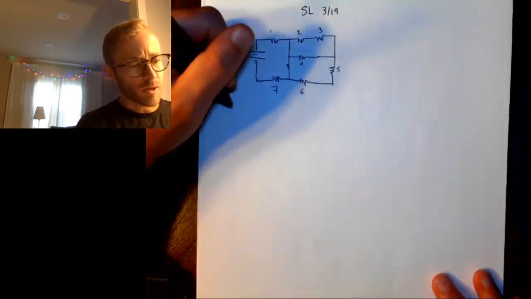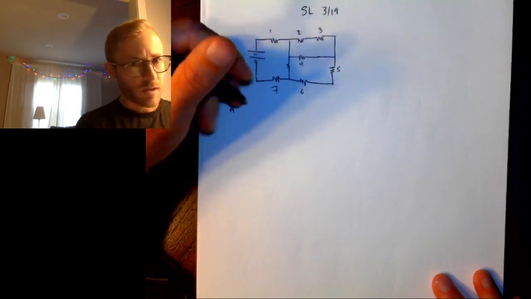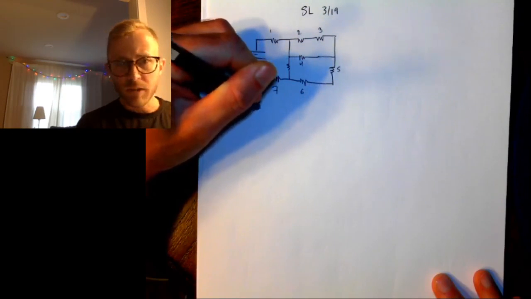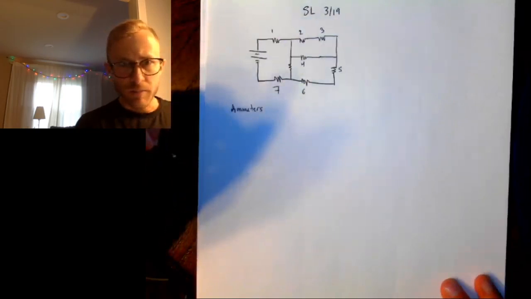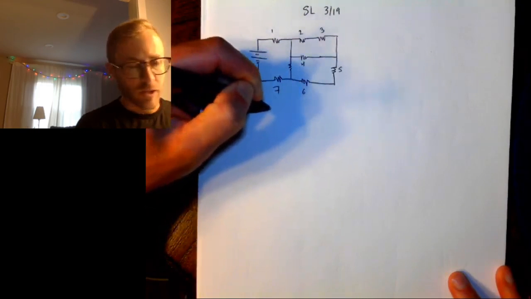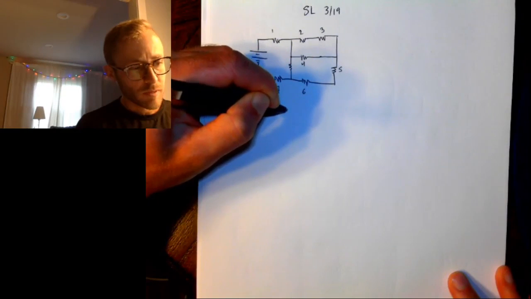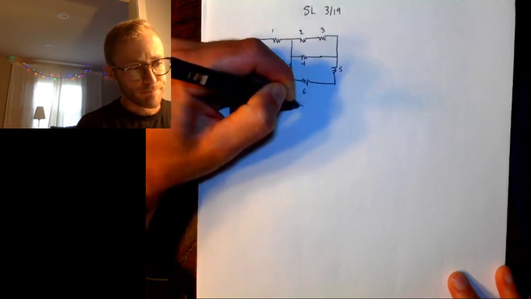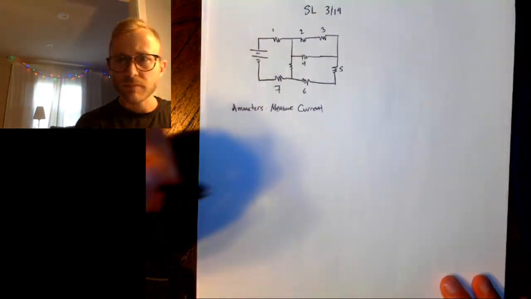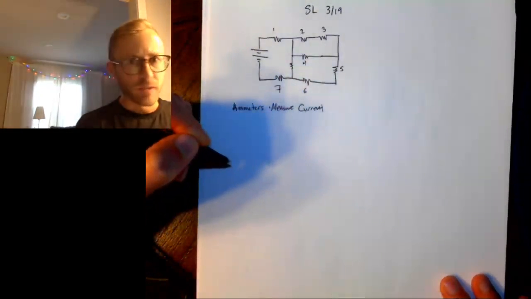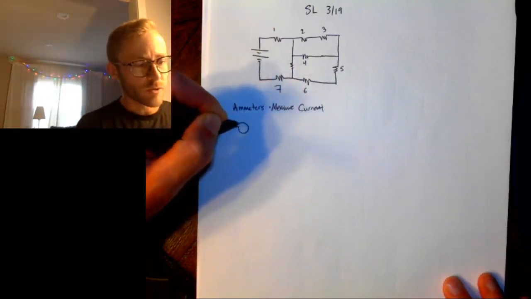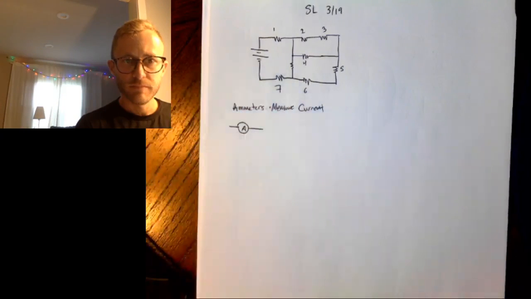First thing I wanted to talk about was something called ammeters. Ammeters, they are used to measure current. And the symbol for an ammeter is an A with a circle, like that.